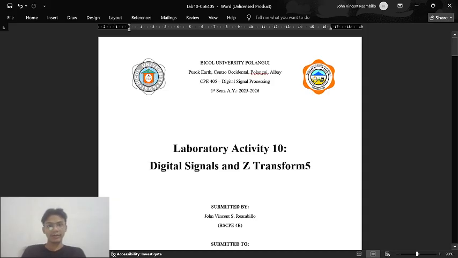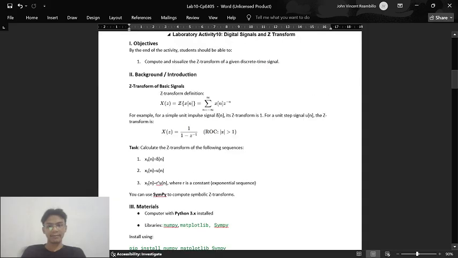We started by looking at the basic signals such as the unit impulse signal delta n, the unit step signal u[n], and the exponential signals r raised to n u[n], where r is a constant. Using Python and the SymPy library, we were able to compute the symbolic Z-transforms of these signals. For example, the Z-transform of the unit impulse is simply 1, while the unit step and exponential signals have sums expressed in terms of z raised to negative n, which allow us to analyze their behavior in the Z domain.